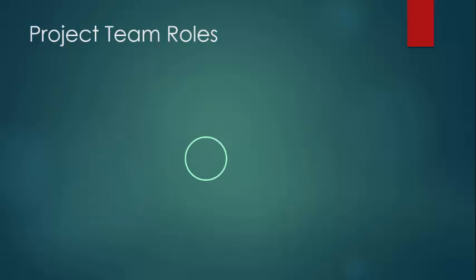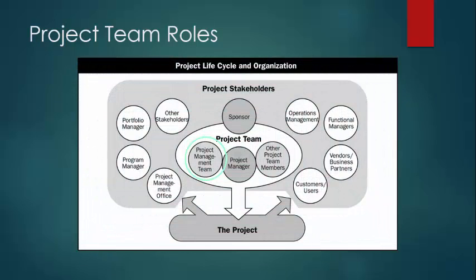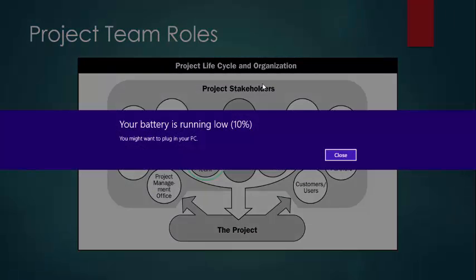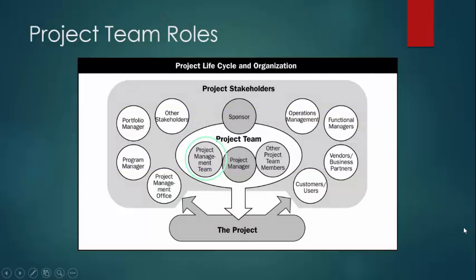So what are the project team roles? These are the different project team roles. Let's just say this is the project life cycle of the organization. So you have your project. Now within that project, you have maybe a project management office, the PMO. Then maybe you have a program manager. Then maybe you have a portfolio manager. Then there are other stakeholders. We will get towards stakeholders in a little bit.